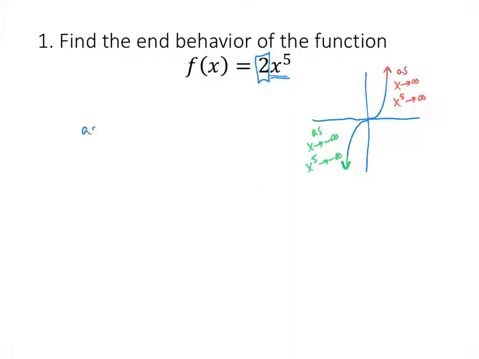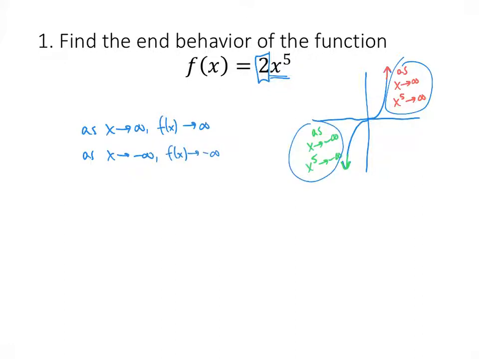So what we see is that as x goes to infinity, f of x goes to infinity, matching the behavior that we saw over here. And then as x goes to negative infinity, f of x goes to negative infinity. Again, matching the behavior that we saw over here on the graph of y equals x to the fifth. And that's how we're going to break that down. We're going to think about the basic power function, and then we're going to think about the effect that multiplying by the coefficient has. So this is going to be how we're going to write our answers to these kinds of questions.